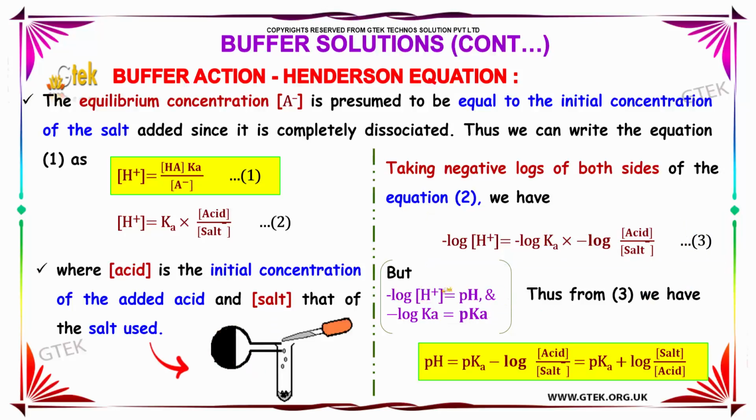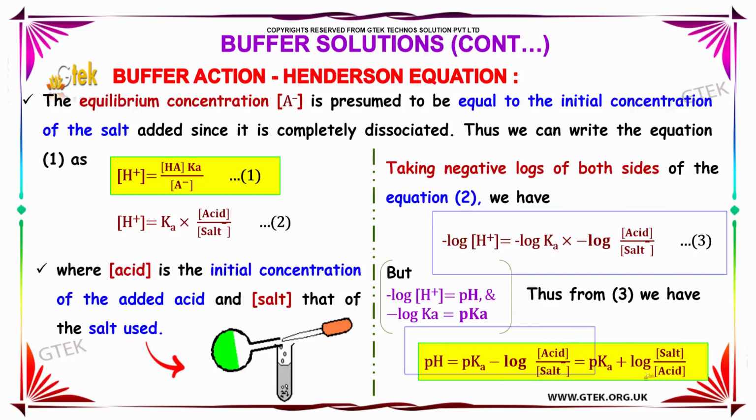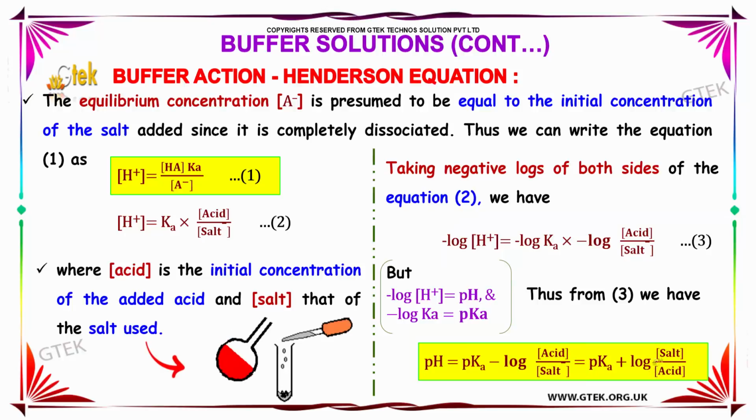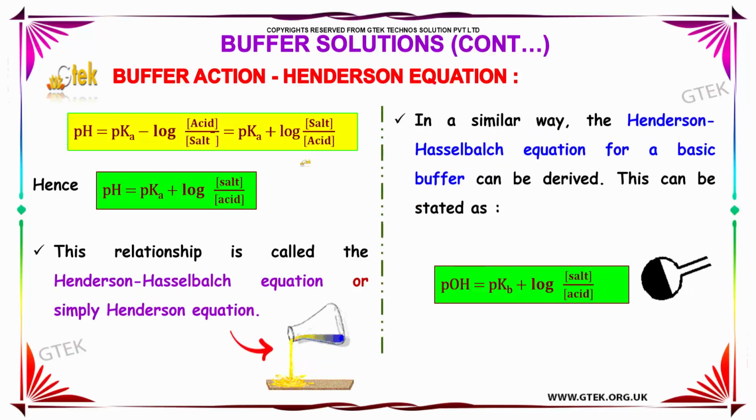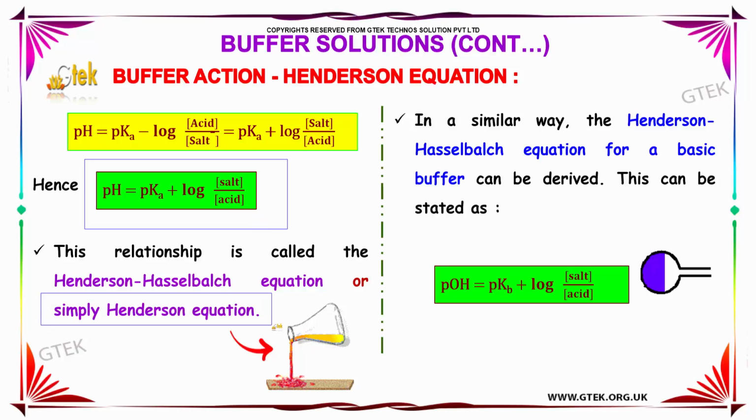But minus log H plus is equal to pH and minus log Ka is equal to pKa. Thus, from equation number 3, pH is equal to pKa minus log acid by salt, that is equal to pKa plus log of salt divided by acid. Hence we got pH equal to pKa plus log of salt divided by acid. This relationship is called the Henderson-Hasselbalch equation or simply Henderson equation.